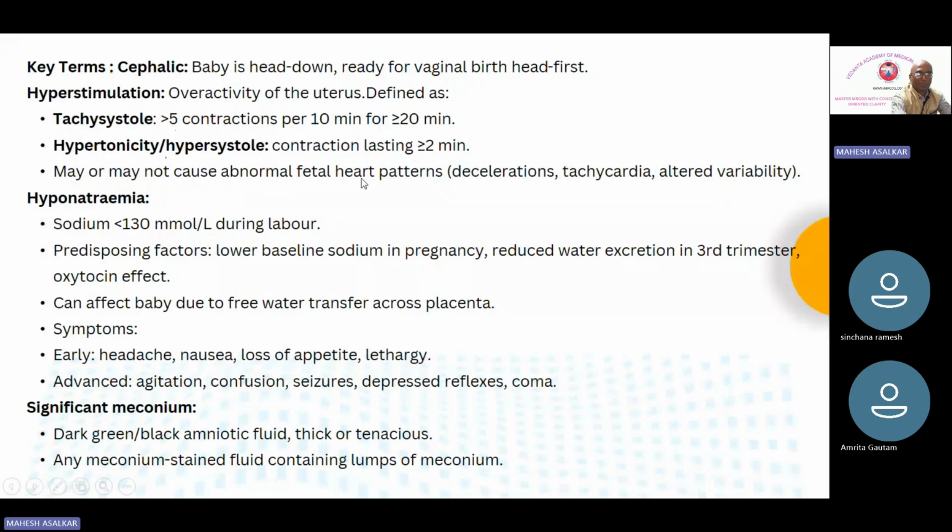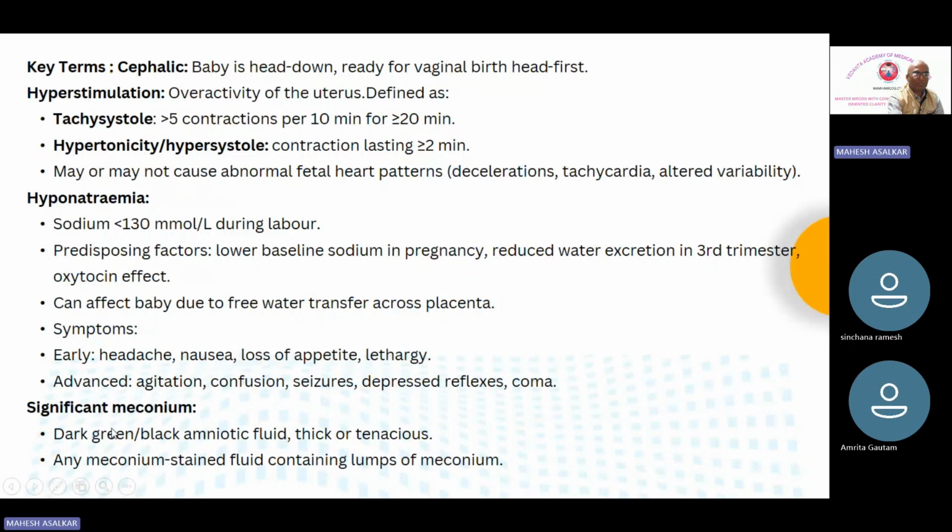May or may not cause abnormal FHR patterns such as deceleration, tachycardia, altered variability. Hyponatremia is sodium less than 130 millimole per liter during the labor. Predisposing factor, lower baseline sodium in pregnancy and reduced water excretion in third trimester or oxytocin effect can affect baby due to free water transfer across placenta. Symptoms will be headache, nausea, loss of appetite, lethargy, etc. And advanced features will be agitation, confusion, seizures, depressed reflexes, and coma.